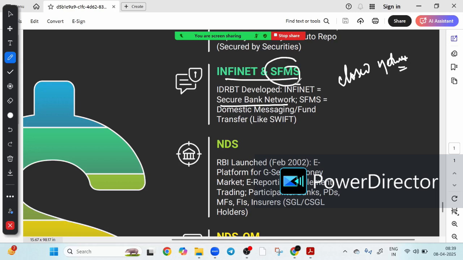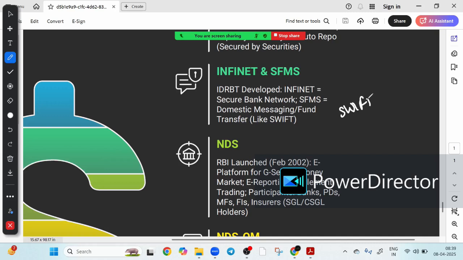What is SFMS? That is the Structured Financial Messaging System. You should know the full form, right? You can think of it like India's answer to SWIFT. You know what SWIFT is, right? Society for Worldwide Interbank Financial Telecommunication. So India's answer to SWIFT, enabling safe and standardized financial messages across banks. So together, if you combine Infinet plus SFMS, this is the backbone of secure digital banking in India.